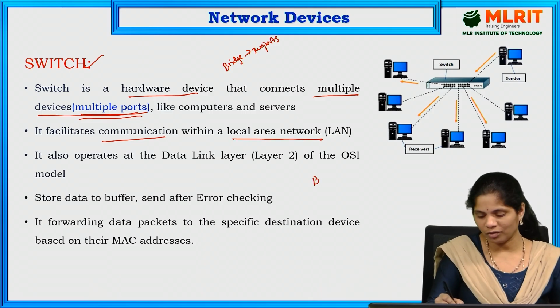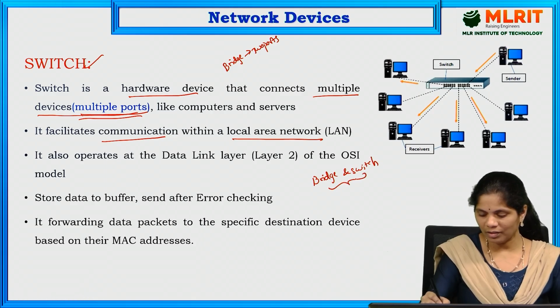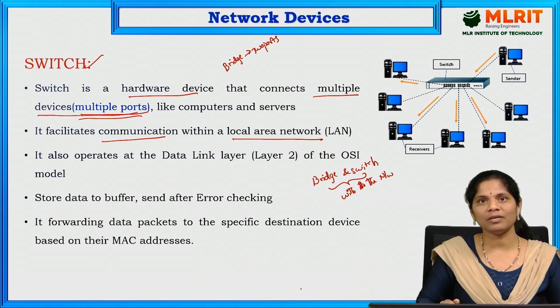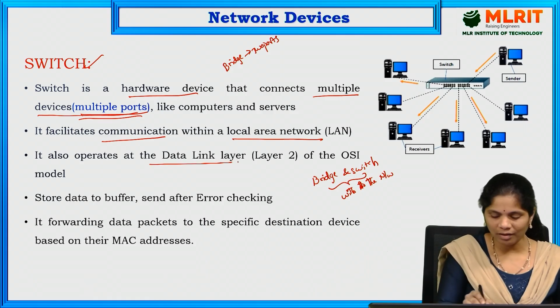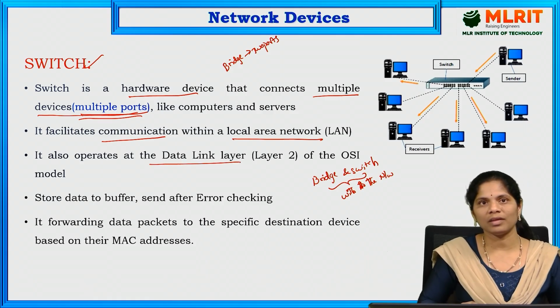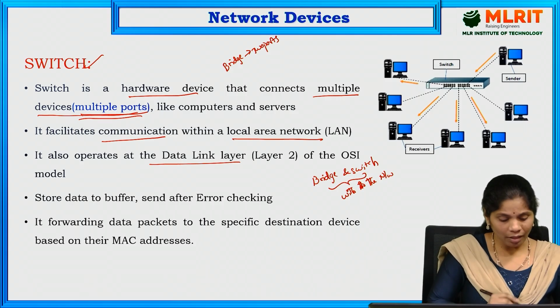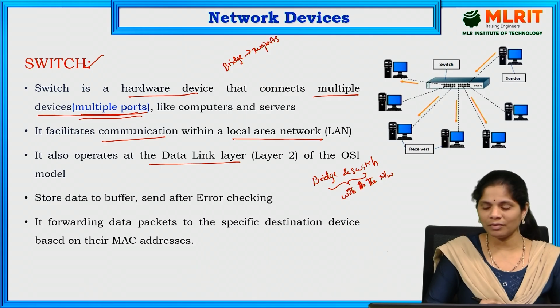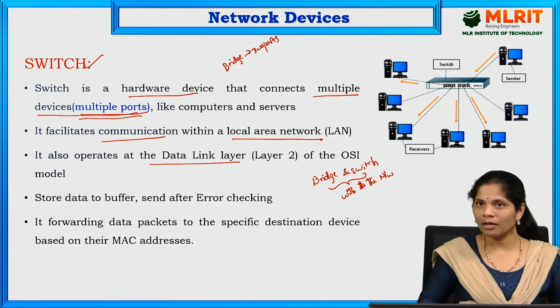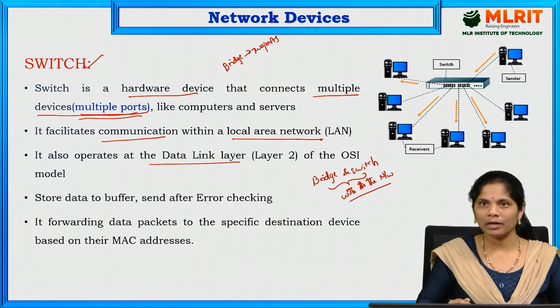Bridge and switch. These two are within the network only. For connecting within the network, we are going to use the bridge and switch. It also operates at the data link layer of the OSI reference model. The bridge is used for connecting within the network only, and the switch is also for connecting within the network only.